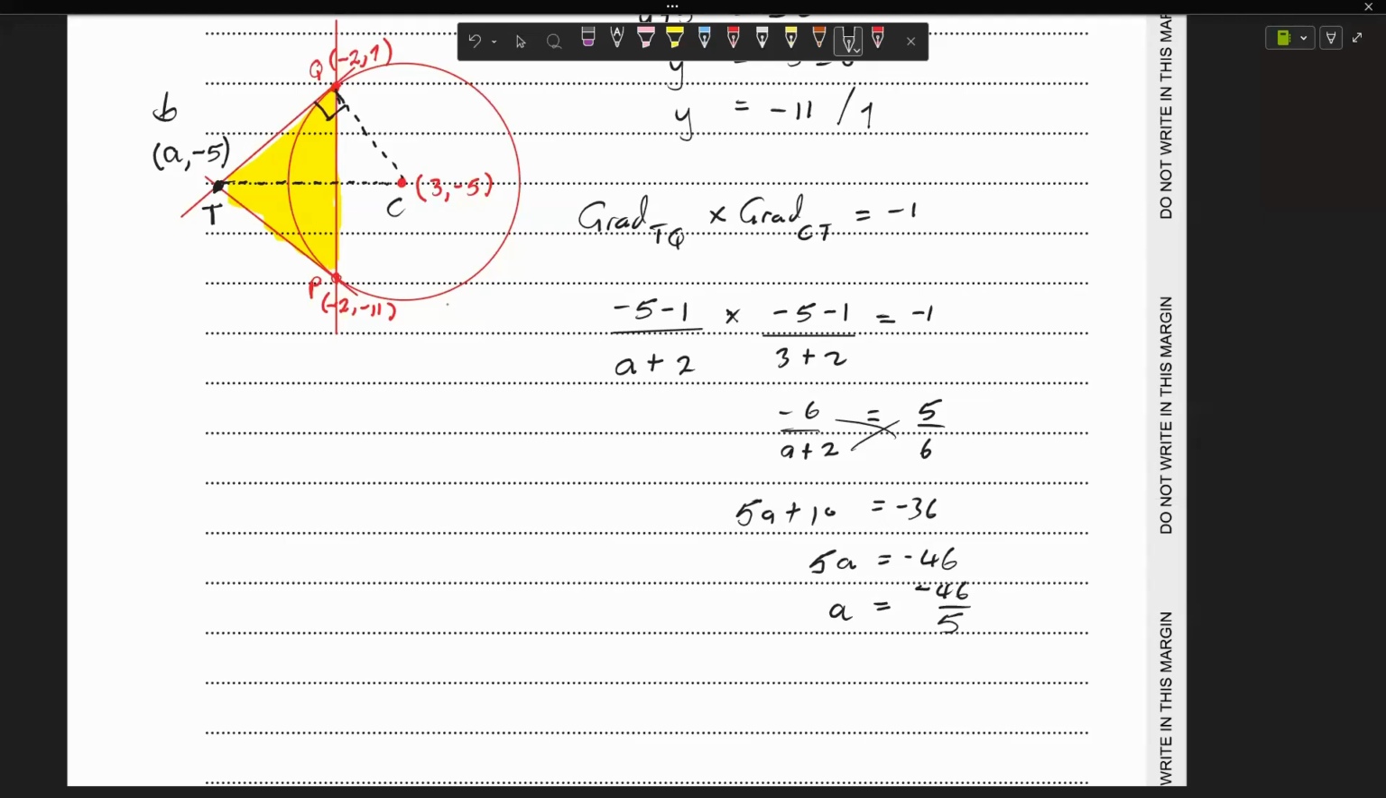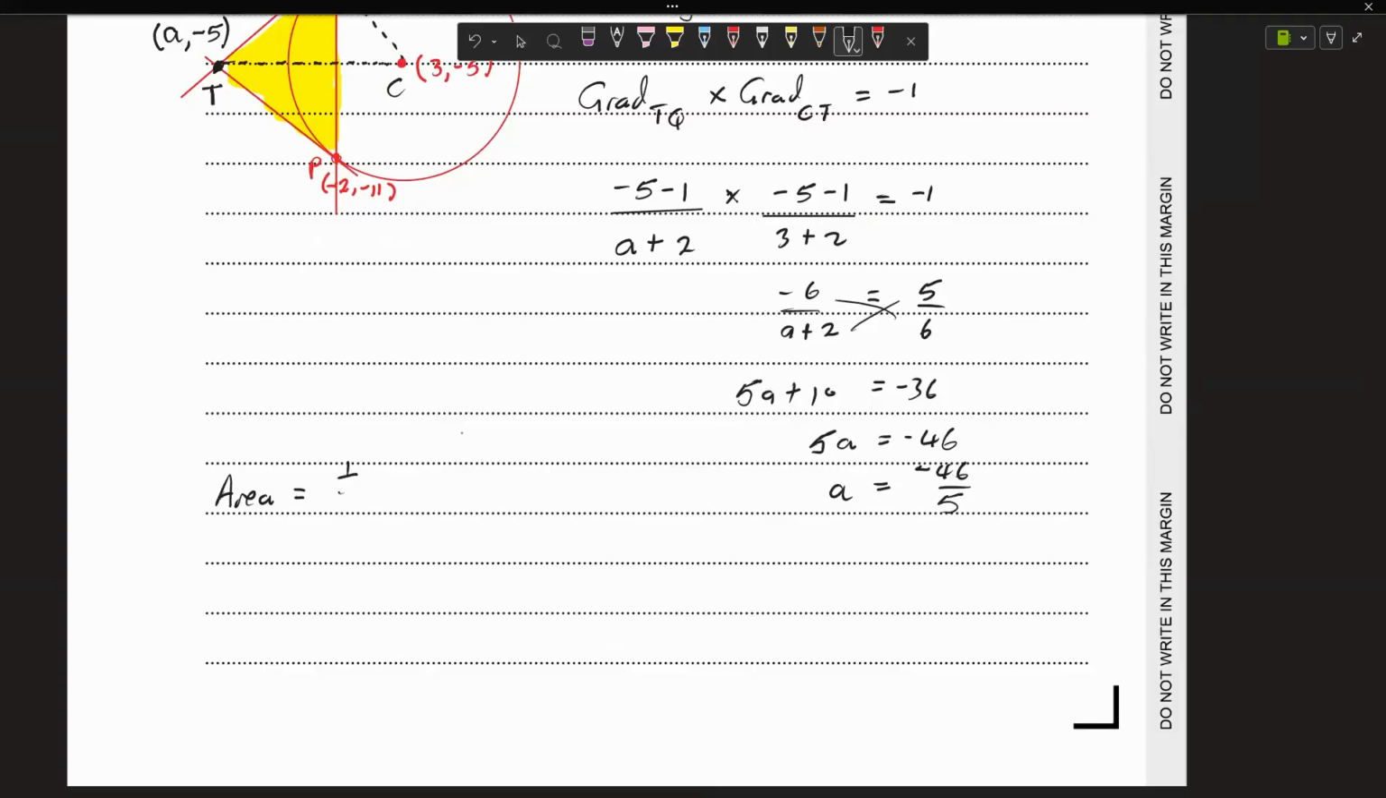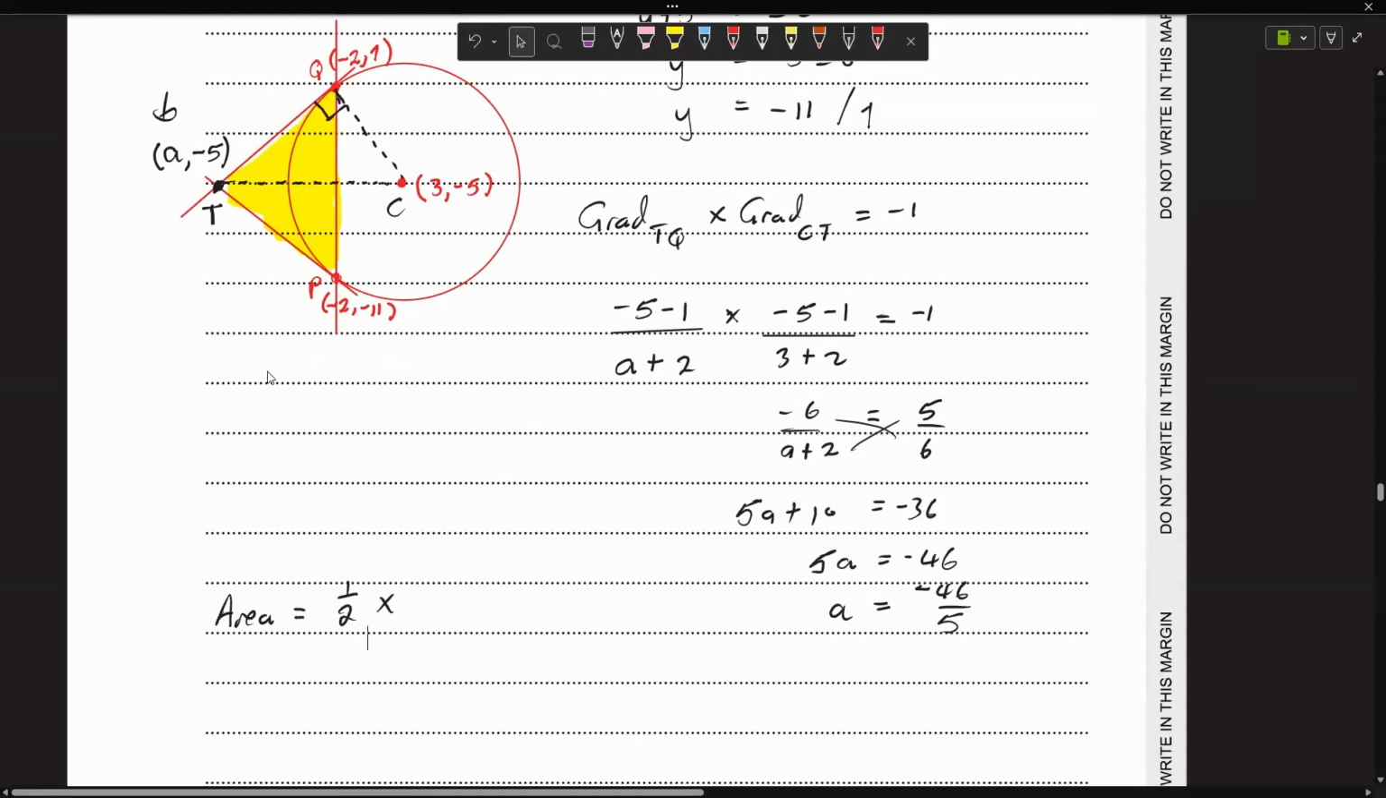So when we have the value of A, we can now find the area of the triangle. The area required of the triangle is equal to half times the base. I'm going to take this line from -11 all the way up to 1 to be the base. So those are 12 units, from -11 to 1, so times 12 times the perpendicular height of the triangle from here to here.